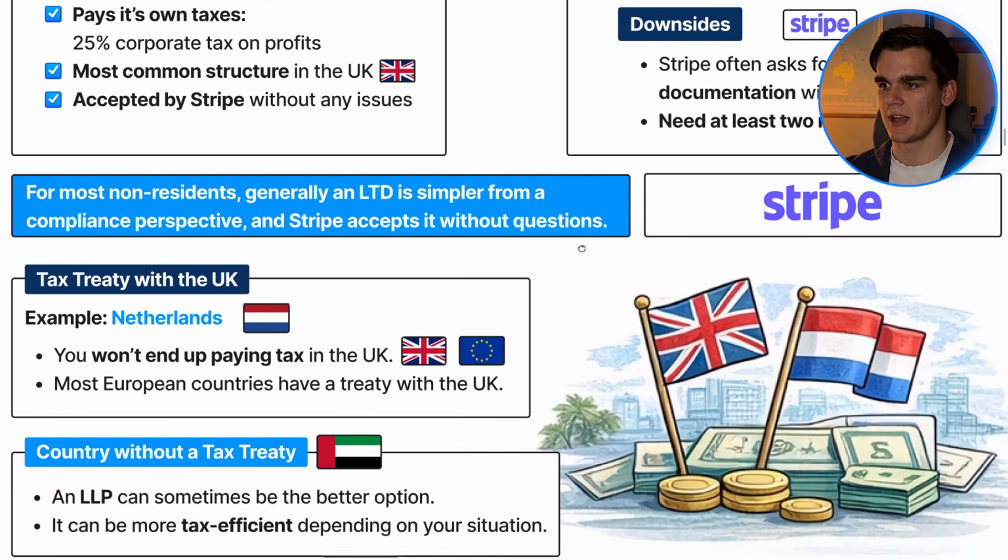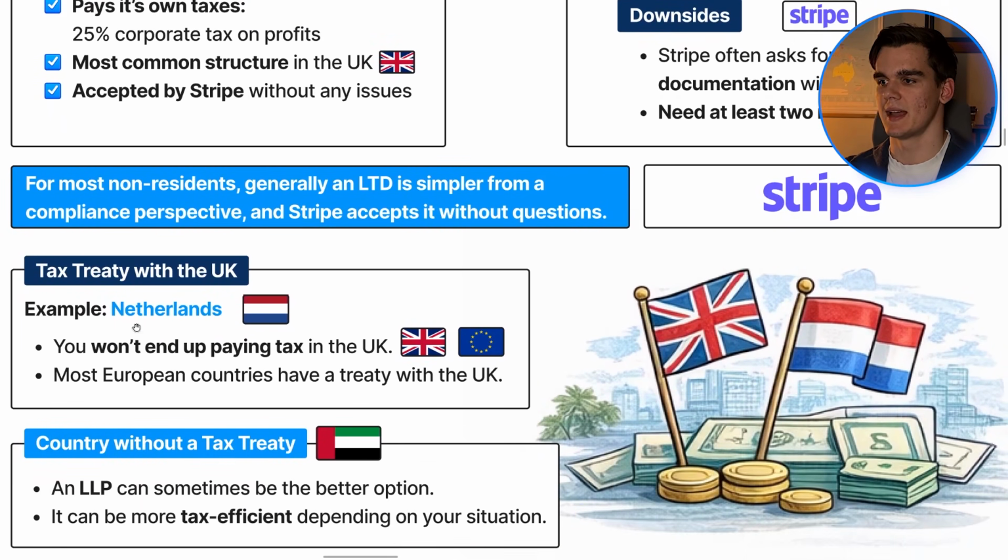Also, if your country has a tax treaty with the UK, like my home country, the Netherlands, you typically won't end up paying tax in the UK anyway, and most European countries have a treaty with the UK. Now, if you're in a country without a tax treaty, then an LLP can sometimes be the better option. So that's something you want to look into, because it can be more tax efficient depending on your situation.